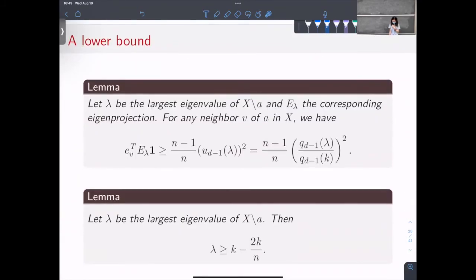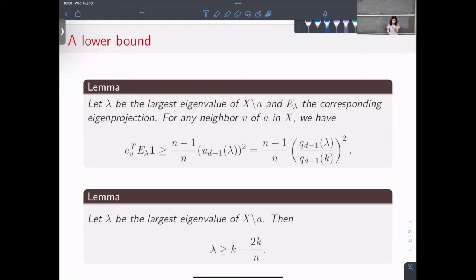Now, using those polynomials, you can obtain a lower bound on the largest eigenspace. So let lambda be the largest eigenvalue of X delete a, and E_lambda be the corresponding eigenprojection. Then for any neighbor of a, you have this quantity. The thing we are interested in, S2, is at least (n minus 1) over n times this squared. So if lambda gets closer to k as your family grows, then this will get closer and closer to 1. That shows we have a limit of 1 as n goes to infinity.